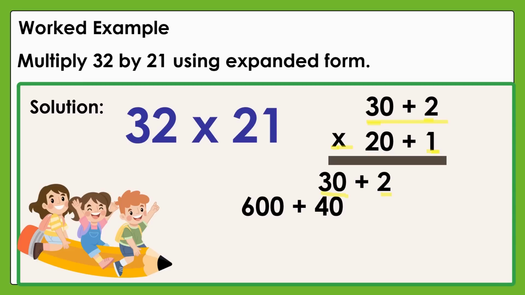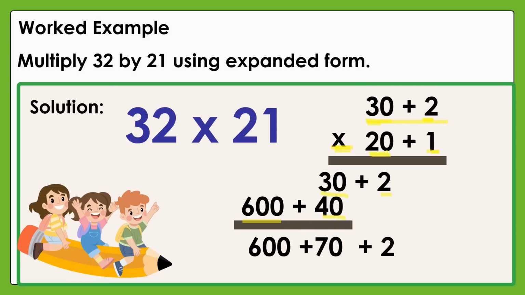Next, we have 20 times 2 is 40. 20 times 30 is 600. So we can have 30 plus 2 and 600 plus 40 equals, bring down 30 plus 40 is 70, then bring down 600. And then our answer is 672.